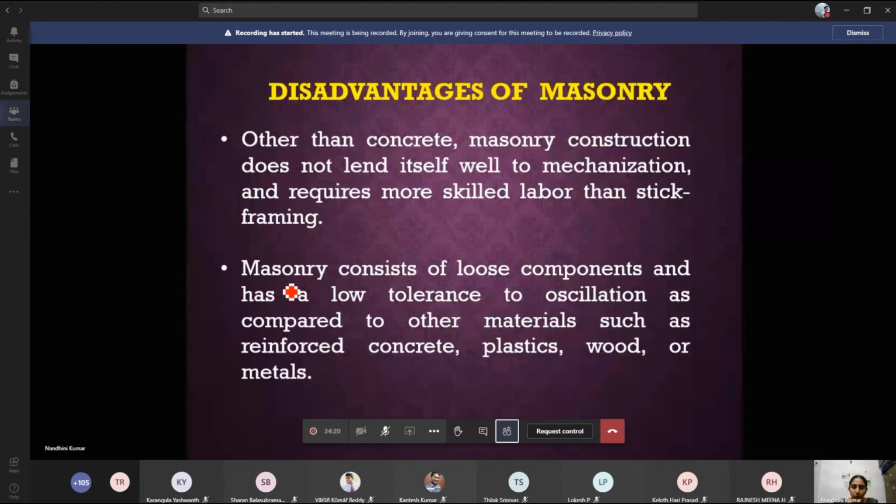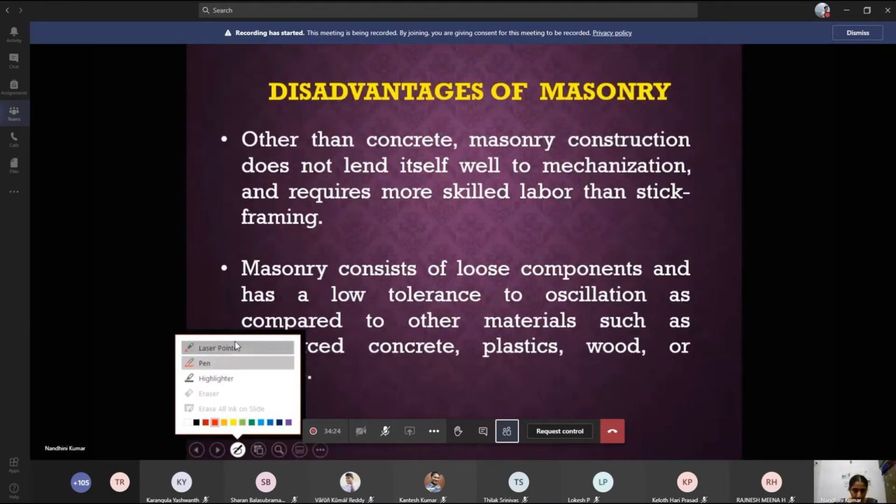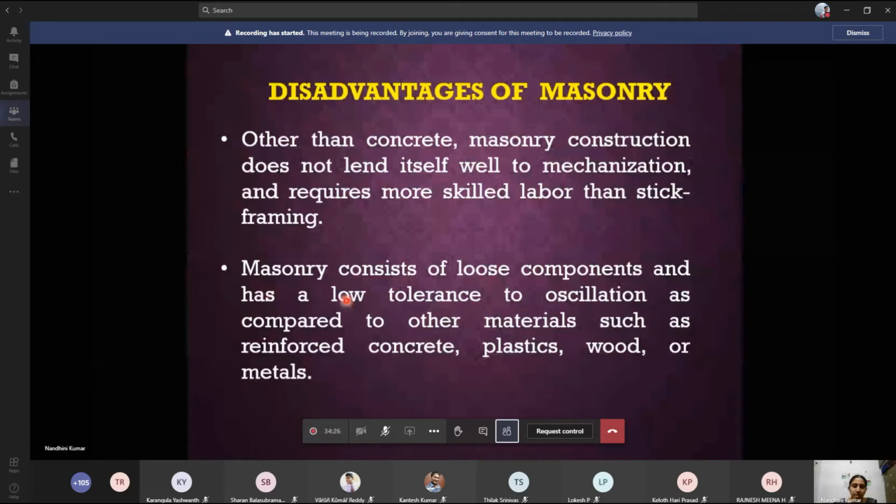Masonry consists of loose components and has a low tolerance to oscillations as compared to other materials such as reinforced concrete, plastics, woods, or any other materials.